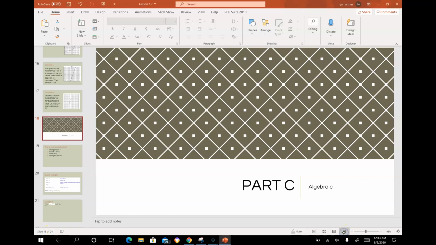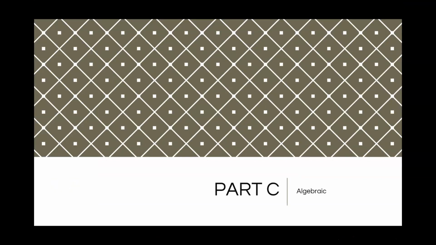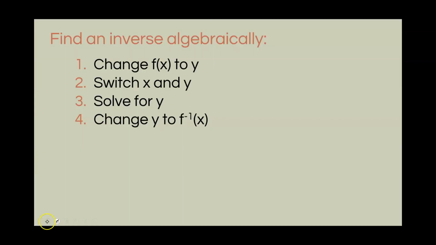So today we're going to do part C of inverses, and we're going to be doing algebraic inverses. So we're going to be dealing with equations and finding the equation's inverse. Okay, so we're going to start off with the steps. Step 1, change f of x to y. Now sometimes it's not always going to be in f of x format, so you can skip that step, but if it's in f of x, let's switch it to y.